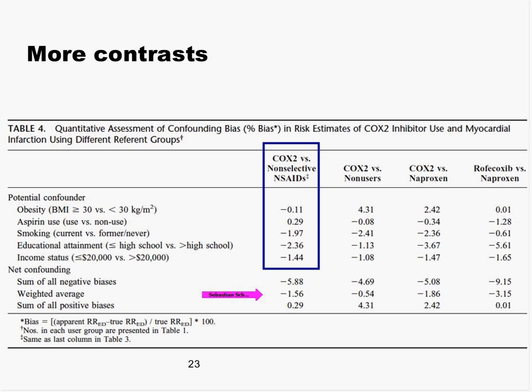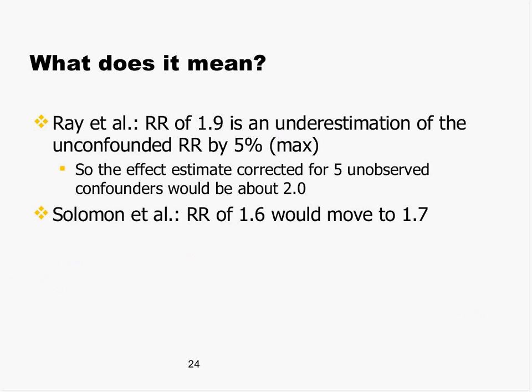The other observation, of course, is that depending on what kind of contrast you look at, coxib versus non-users, coxib versus naproxen, rofecoxib versus naproxen, you get different bias estimates because the distributions will change. But overall, the largest average bias that we observe is this -3%. So the claims-based analysis would underestimate the effect by 3%, and few people get nervous about a 3% bias. Next slide.